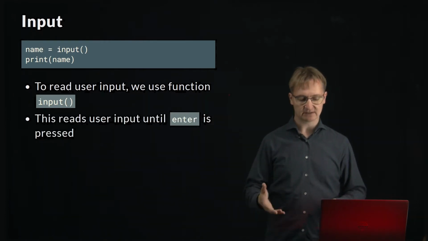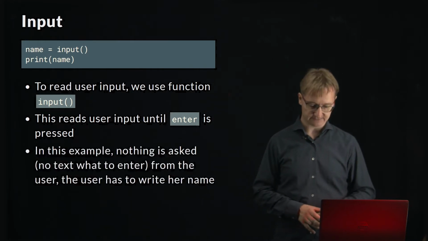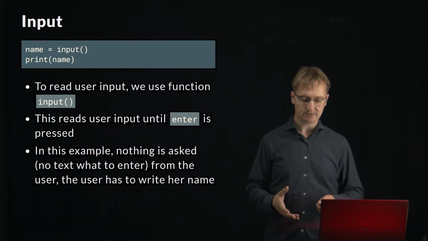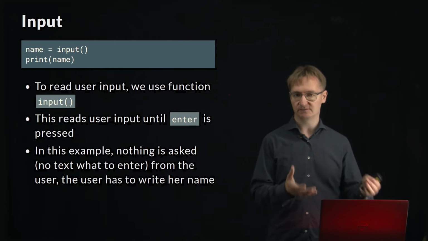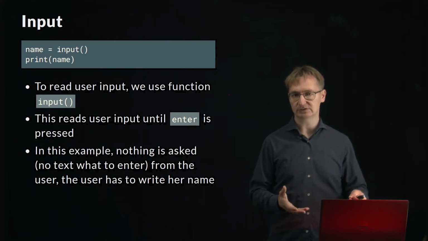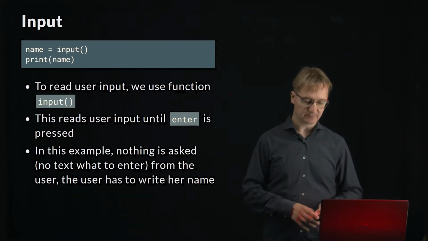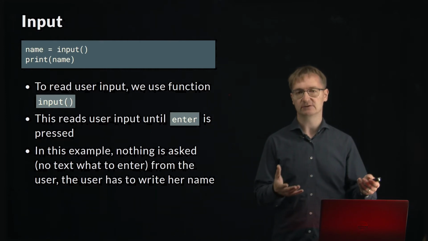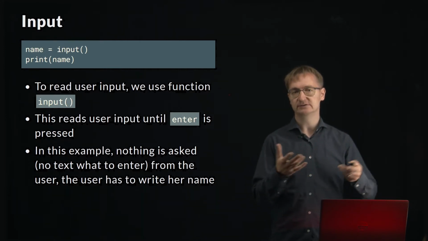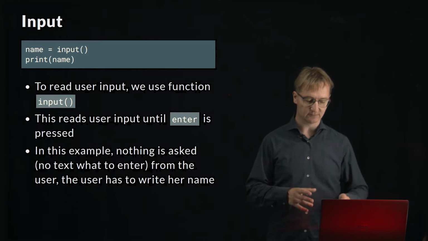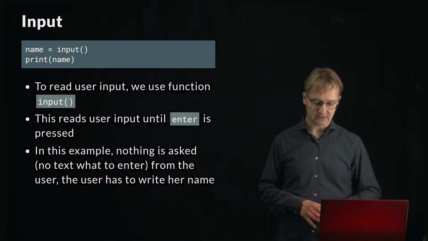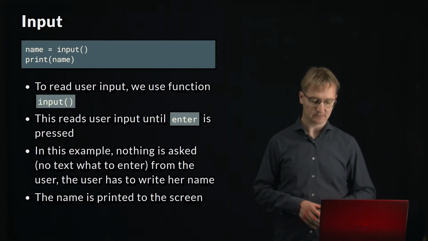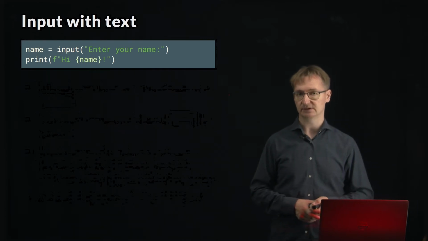And everything is read until the enter is pressed. In this example, we get the feedback or the name from the user and we print it out. The problem is that there's nothing on the screen, so the user doesn't know what she or he has to write. To fix that, we can also print something to the screen.